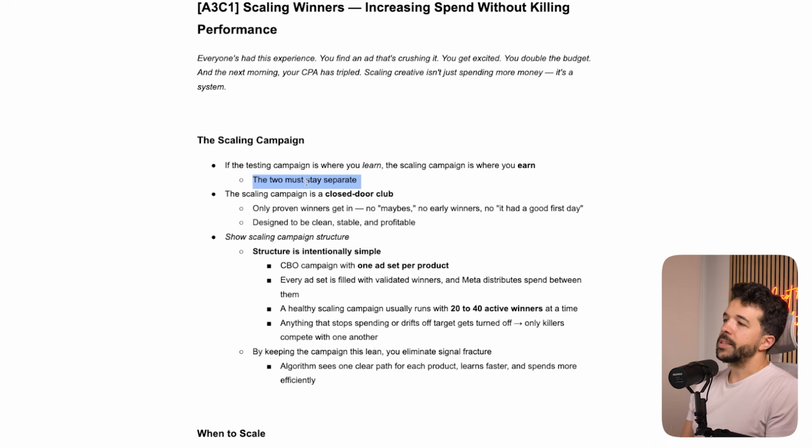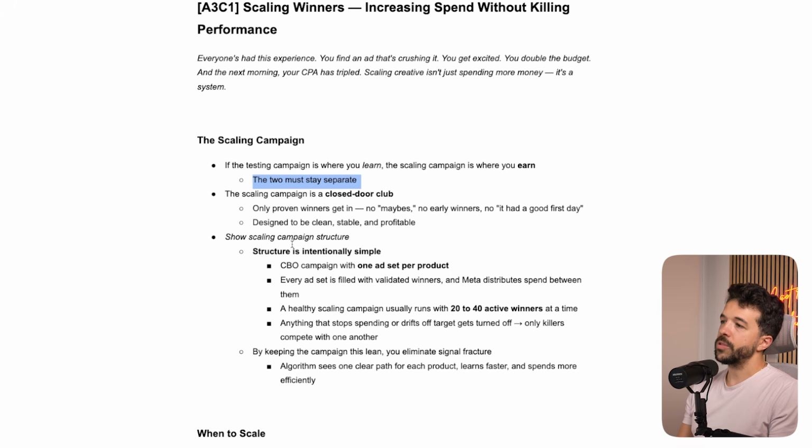The scaling campaign is a closed door club. Only proven winners get in. No the maybes, no early winners, no it had a good first day. This is designed to be clean, stable, and profitable. The structure is intentionally simple.